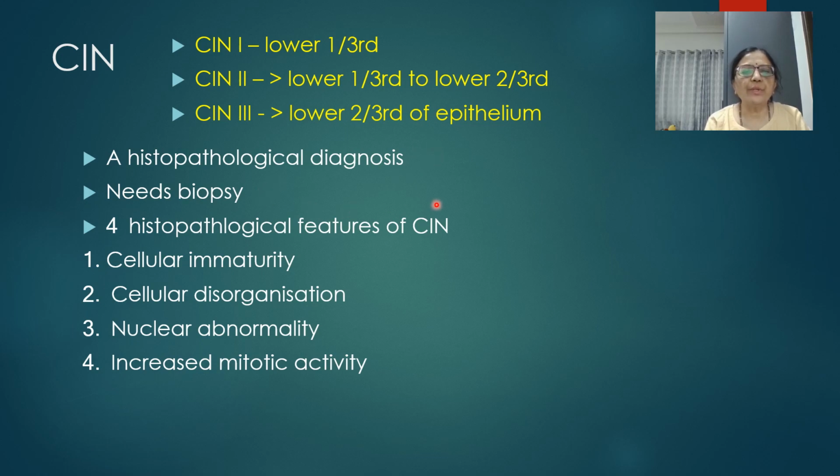There are four histopathological features of CIN that we should remember as important points: cellular immaturity, cellular disorganization, nuclear abnormality, and increased mitotic activity.